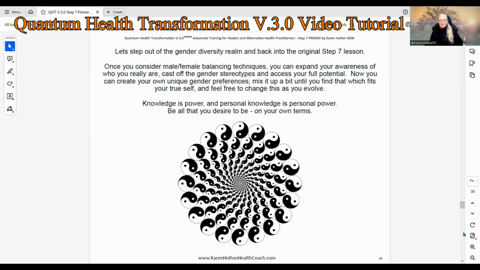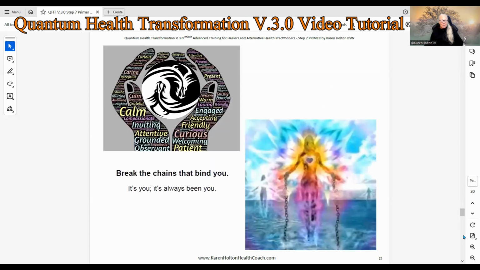Mix it up a bit until you find that which fits your true self, and feel free to change this as you evolve. Knowledge is power, and personal knowledge is personal power. Be all that you desire to be, and on your own terms. Break the chains that bind you. It's you. It's always been you.